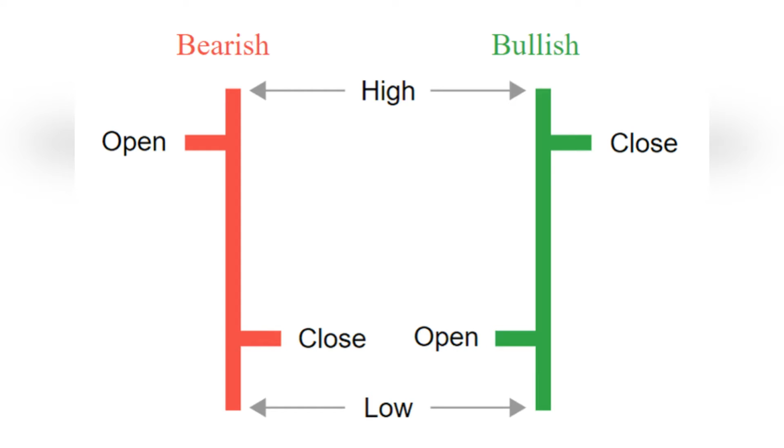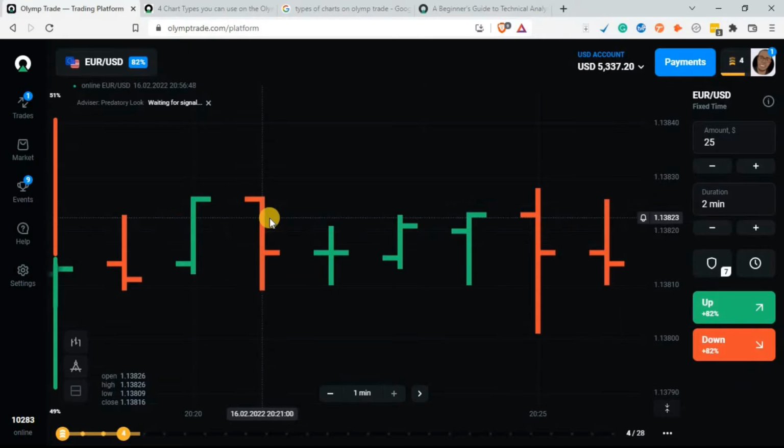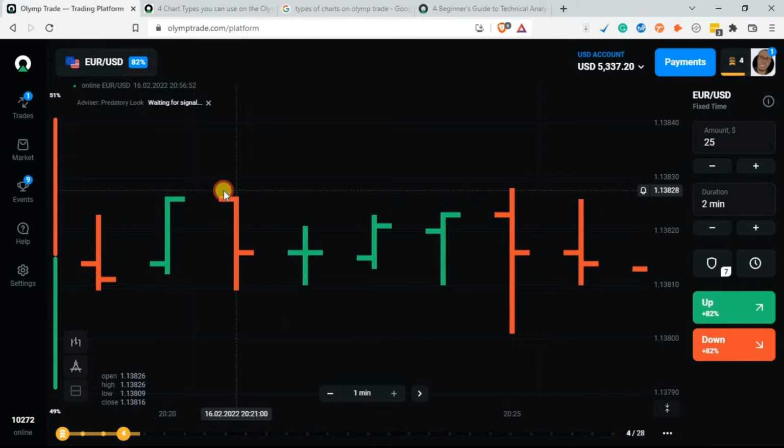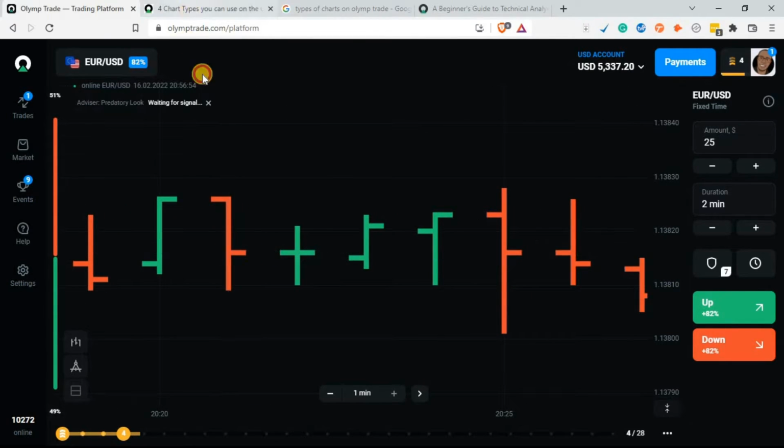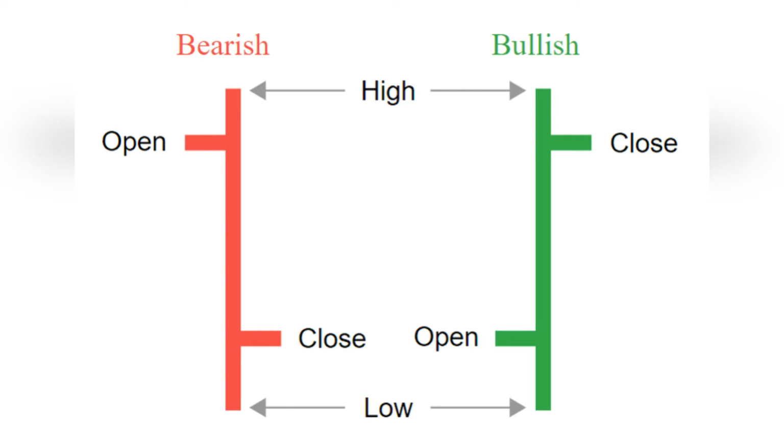Now the other type of chart is the bars, which is this one. The basic rules of their construction are the same as in the case of Japanese candlesticks. This chart type is formed by a vertical line and 2 short perpendicular lines to the left and to the right. The short lines give us the information about the opening and closing prices, while the vertical line talks about the highest and the lowest ones.